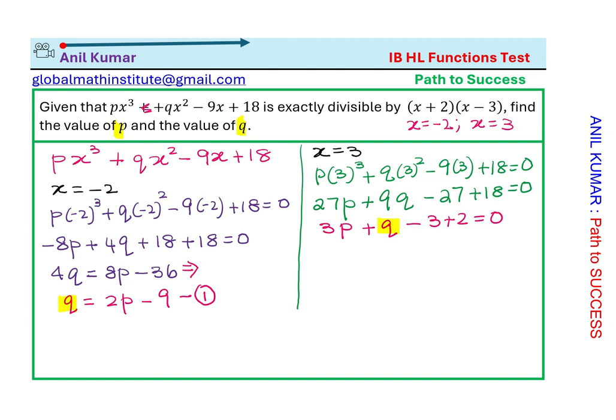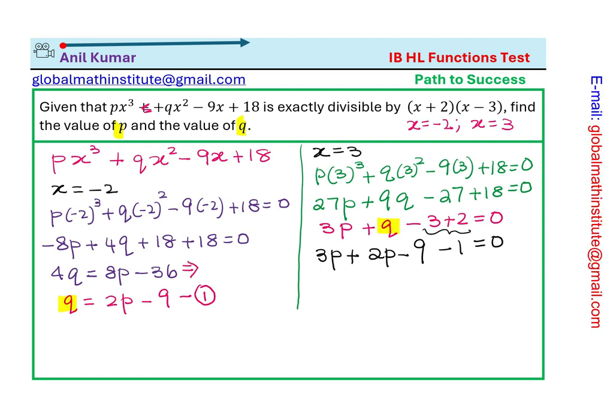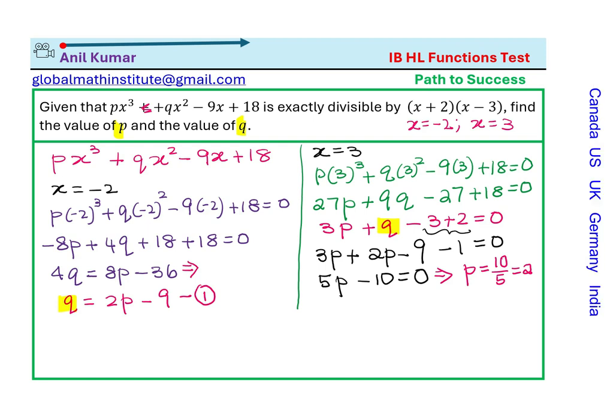We can simplify this. And we know that the latter half is what? 3p plus q is 2p minus 9, correct? And this number is minus 1 equals 0. Makes sense. So 3p plus 2p is 5p. 5p minus 10 equals 0, and that gives you the value of p, right? p equals 10 over 5, which is 2. So we get the value of p. So we got one of the answers.